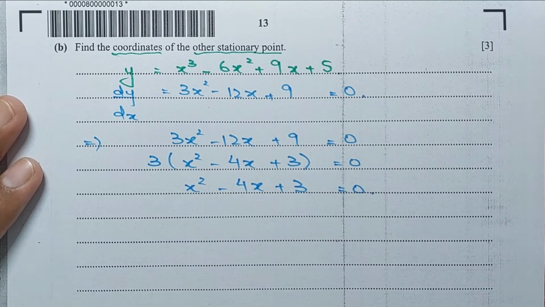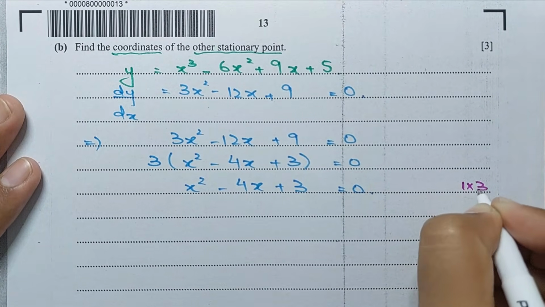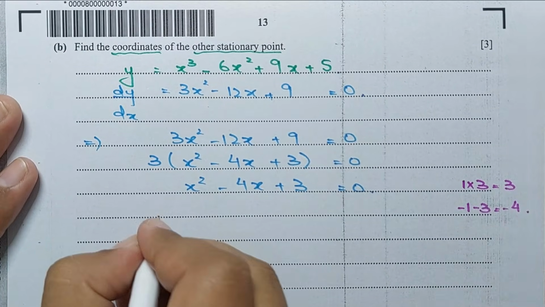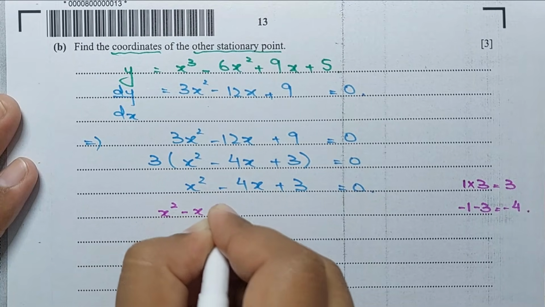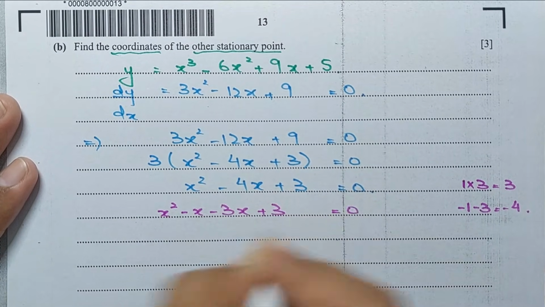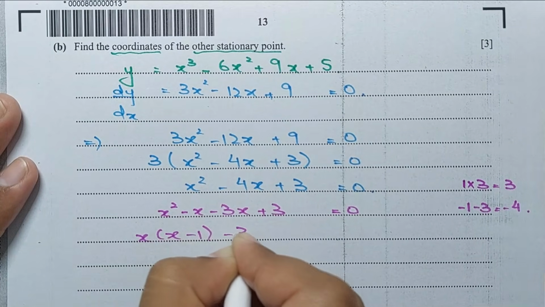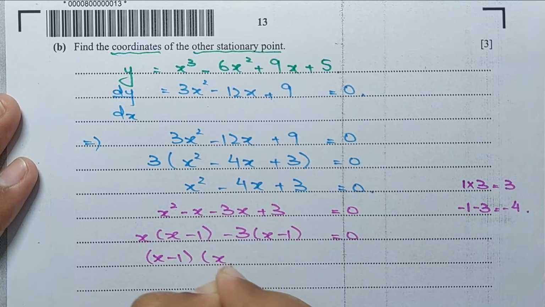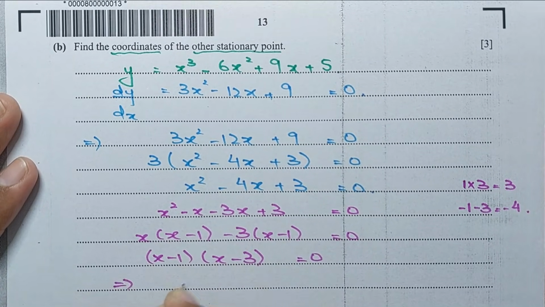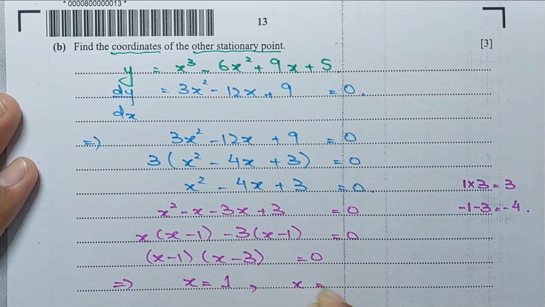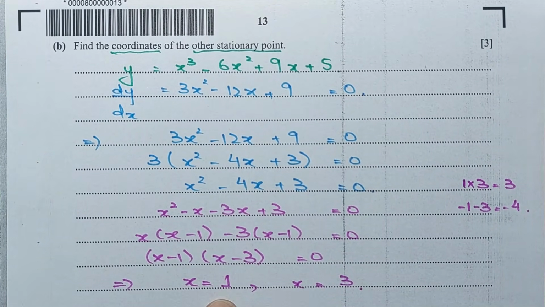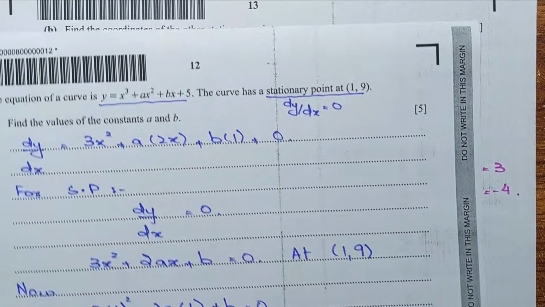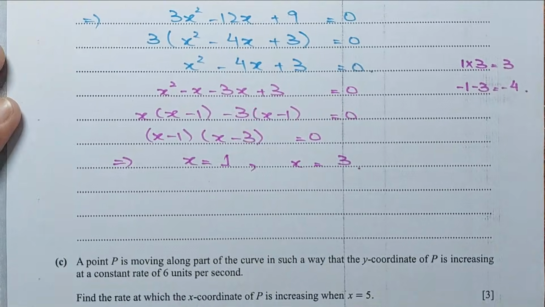Factorize this. In factorization, we know that 1 times 3 is 3, and minus 1 minus 3 becomes minus 4. So we have x squared minus x minus 3x plus 3 equals 0. Take x common, x minus 1 is left; negative 3 is common, x minus 1 is left, equals 0. So x minus 1 is a factor and x minus 3 is a factor. From here we have two x values, x is 1 and x is 3. We have already done x equals 1: when x is 1, the y value is 9. This stationary point is already given to us. We need to work on the other stationary point.